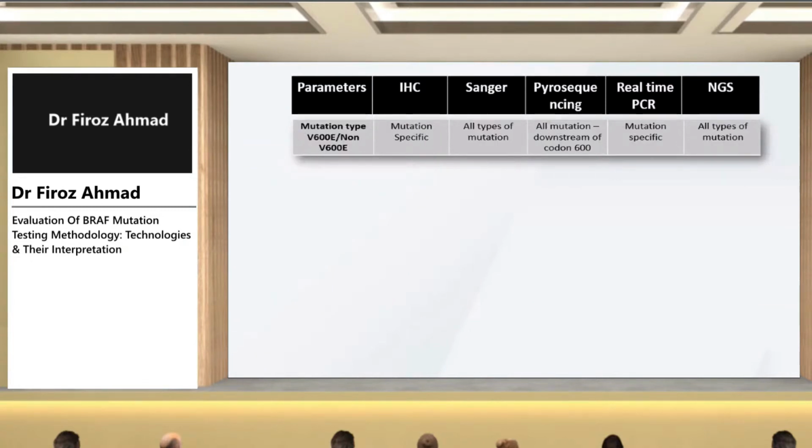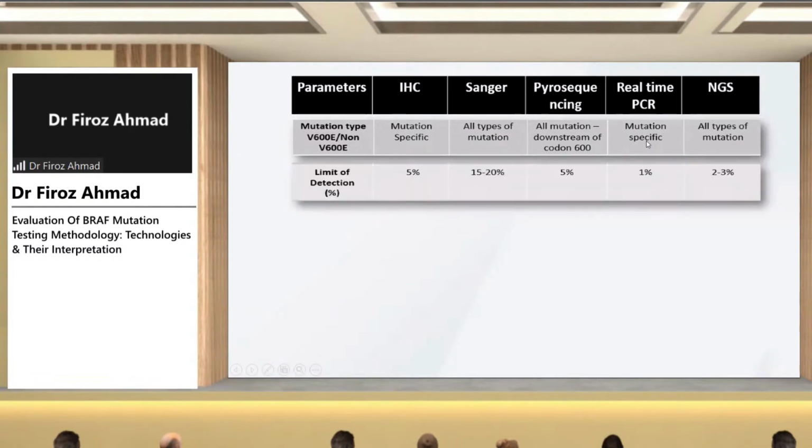In terms of mutation detection, IHC can detect a very specific mutation, either V600E or a clone specific to a particular mutation, whereas Sanger sequencing, pyrosequencing, and NGS can detect almost all types of mutation, and real-time PCR is again a mutation-specific technology. Limit of detection for IHC is 5%, whereas for Sanger sequencing it is 15 to 20%. That's why it is not recommended, especially for solid tumors. Pyrosequencing is around 5%, and real-time PCR is 1%.